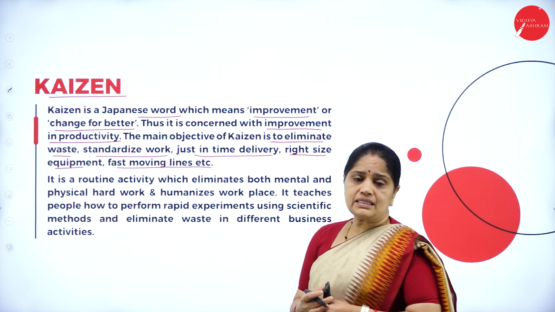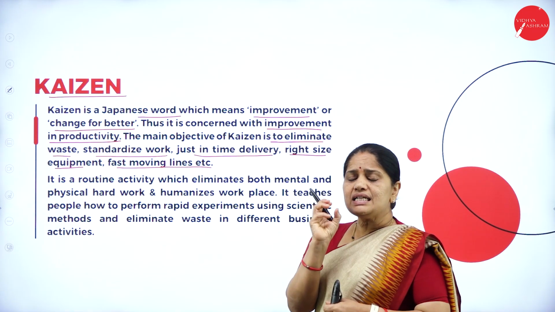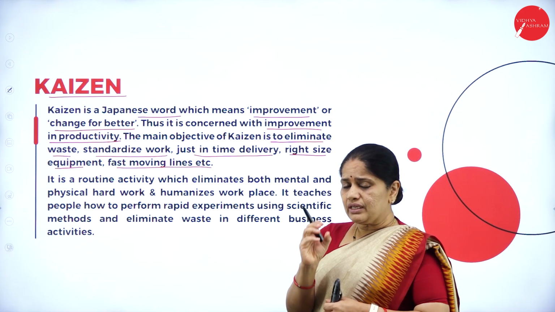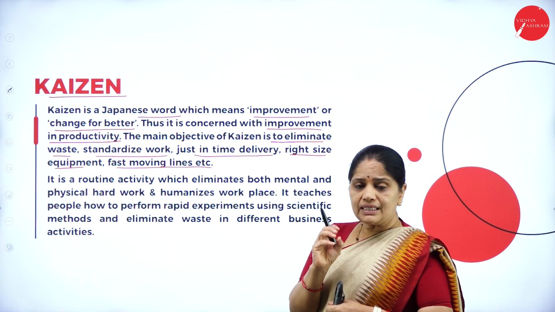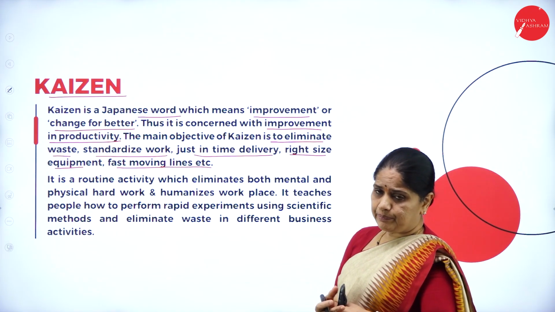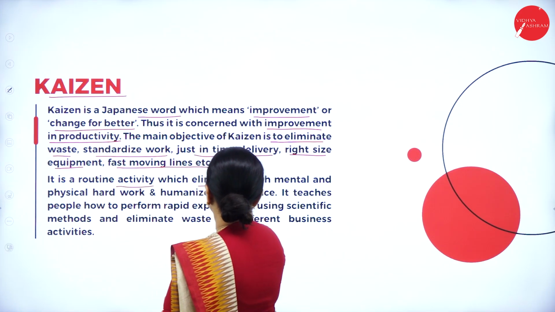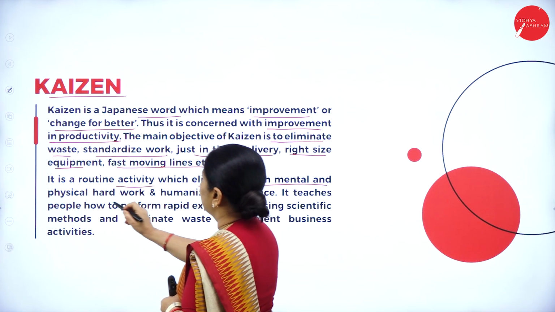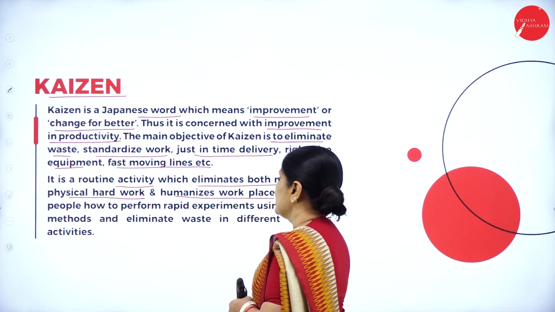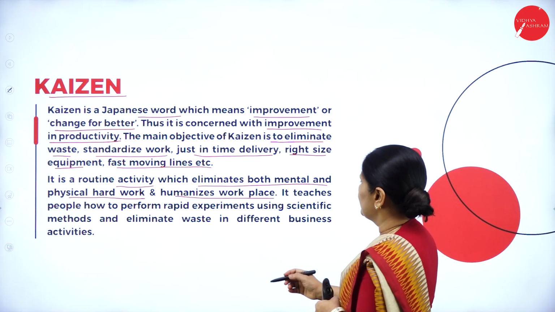So Kaizen is nothing but change for the better. Try to study each and every aspect of the production and then think of what changes can be made so that we can have a better production. Then it is a routine activity which eliminates both mental and physical hard work and humanizes the workplace. So it eliminates physical hard work and humanizes the workspace.